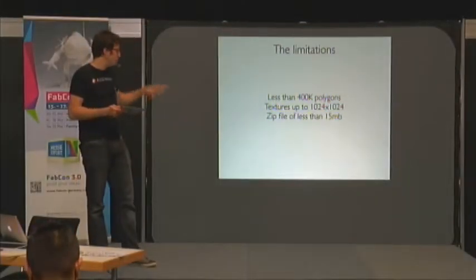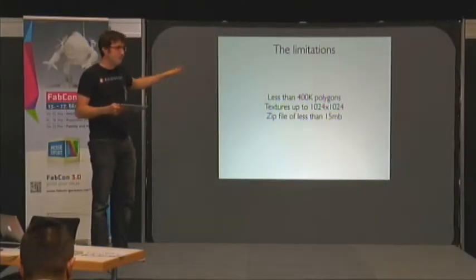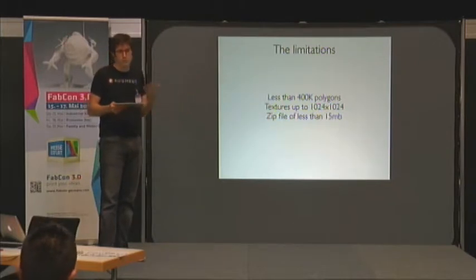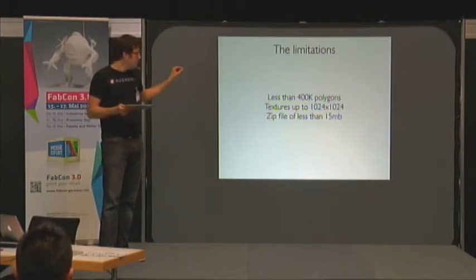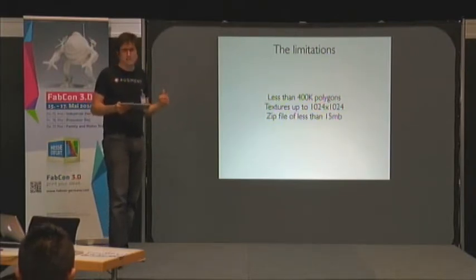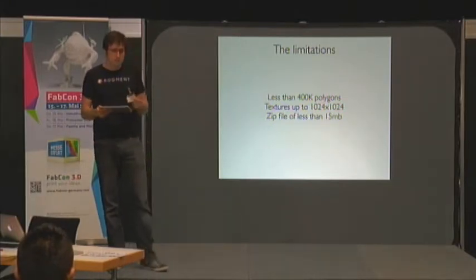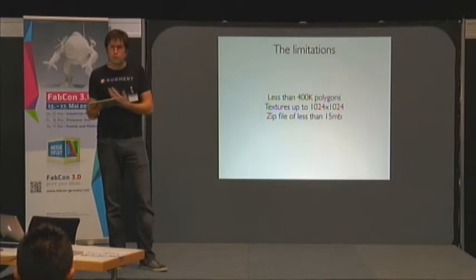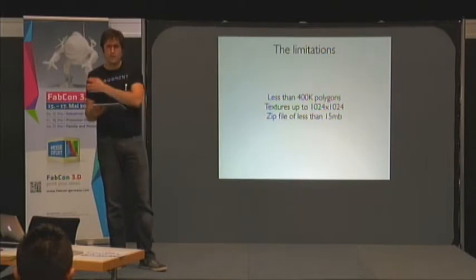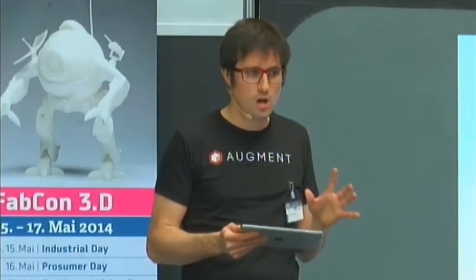So in order to avoid that, we put some limitations, like less than 400,000 polygons, which is quite big. Texture up to 1024, and the zip file less than 15 megabytes. Because even if you would be able to open it, you don't want your users or the people you share it with to wait for 10 minutes for the model to load, to unzip, and then to be loaded in memory.